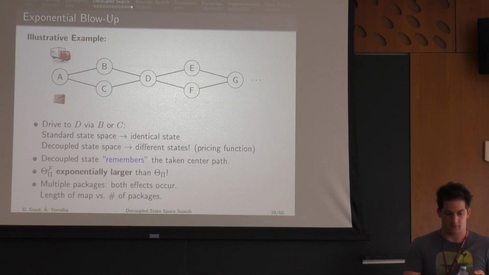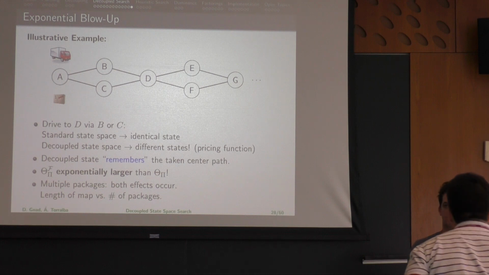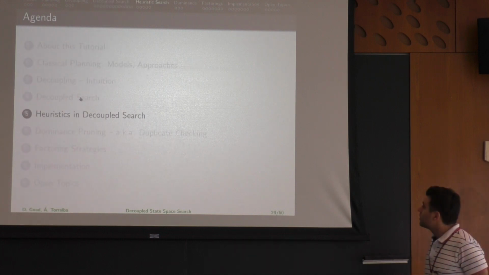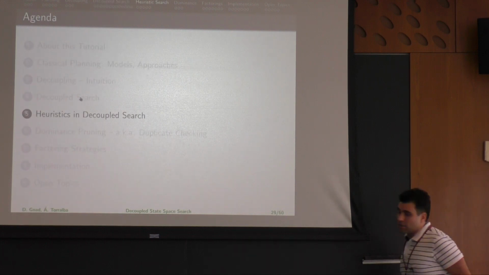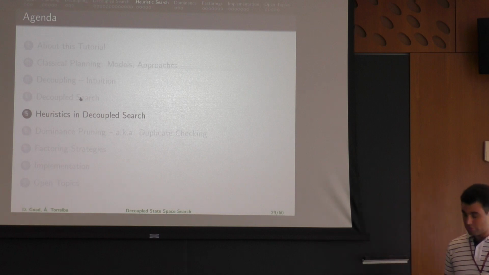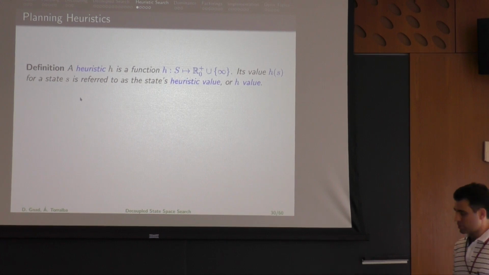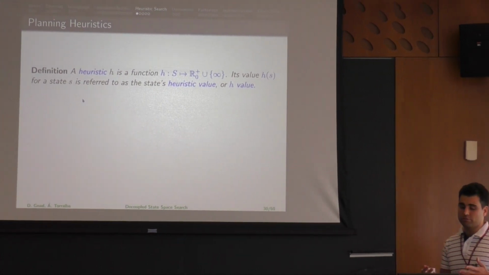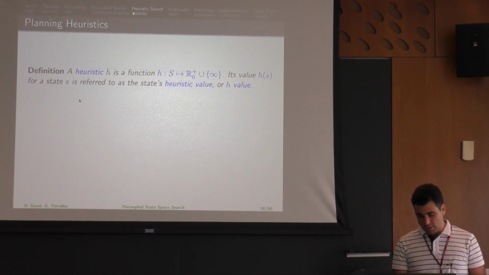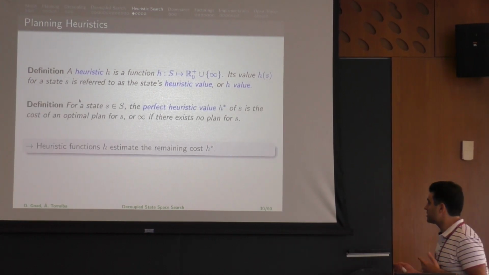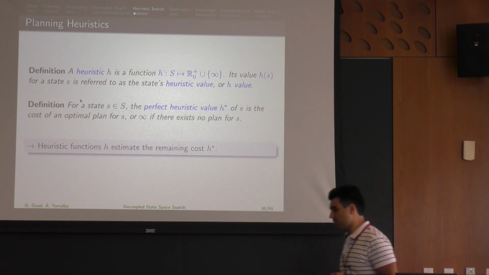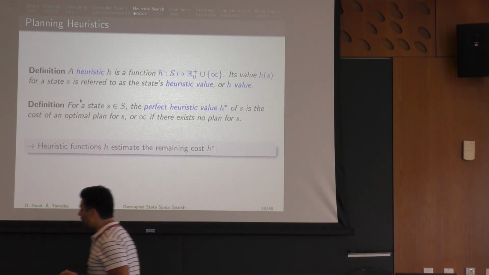Okay, so with this, I'm basically done for the first part, and Álvaro will tell you how to use heuristics and dominance. Well, now we want to use heuristics in the decoupled search. So, well, as before, heuristics are a function that assigns a numeric value to its state in the planning task, and this numeric value basically is estimating the goal distance of this state, right?